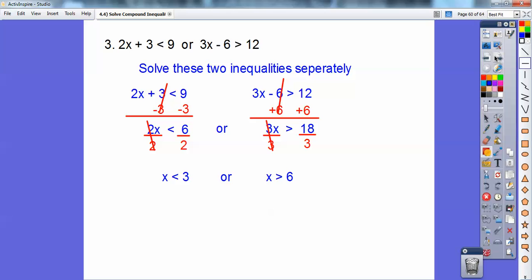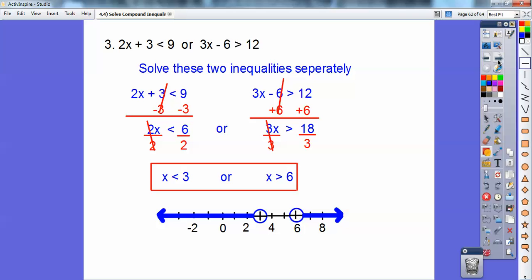And I get x is less than 3 or x is greater than 6. Okay, that would be my algebra answer right there. That's how you write algebra answers with OR statements. You got the smaller one going on the left and the bigger one going on the right, and they go in opposite directions. Open circle on both of them, going in opposite directions.